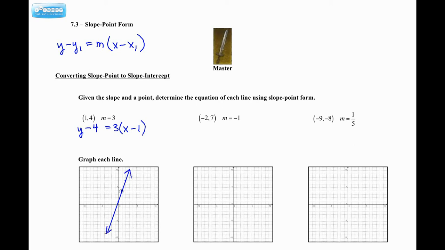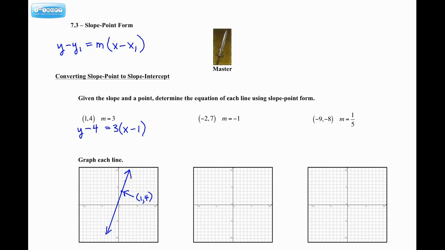Okay, and then this is the point that we actually used. I'll label it, why not? 1, 4. All right, so for the next one, we know the slope is -1, x is -2, and y is 7. So that's the only coordinate we're given.